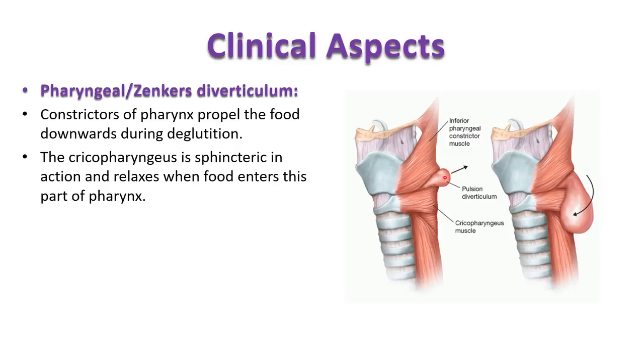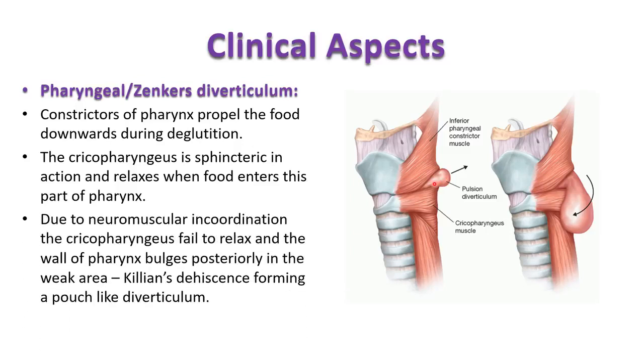So this might also lead to difficulty in swallowing when this diverticulum is formed, dysphagia. Okay, so this is mainly because of the neuromuscular incoordination, where the thyropharyngeus has to contract and cricopharyngeus has to relax upon the entry of the bolus. But if this does not happen, then the bolus projects as a diverticulum through the weak area, that is Killian's area, forming a diverticulum called Zenker's diverticulum.